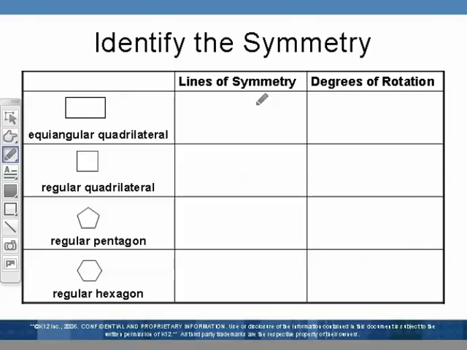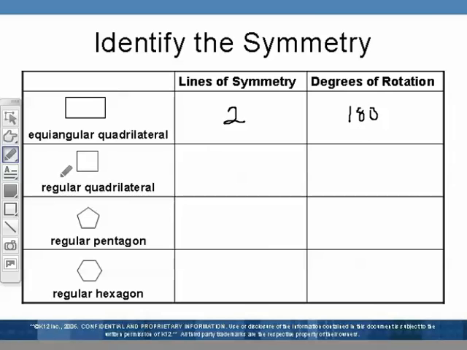How about this one? Equal angular quadrilateral. That means it's got equal angles but not equal sides. So what am I looking at here? There's two lines of symmetry. The degree of rotation, 360 divided by 2 is 180 degrees. I would have to rotate it 180 degrees to get it to line up on itself.